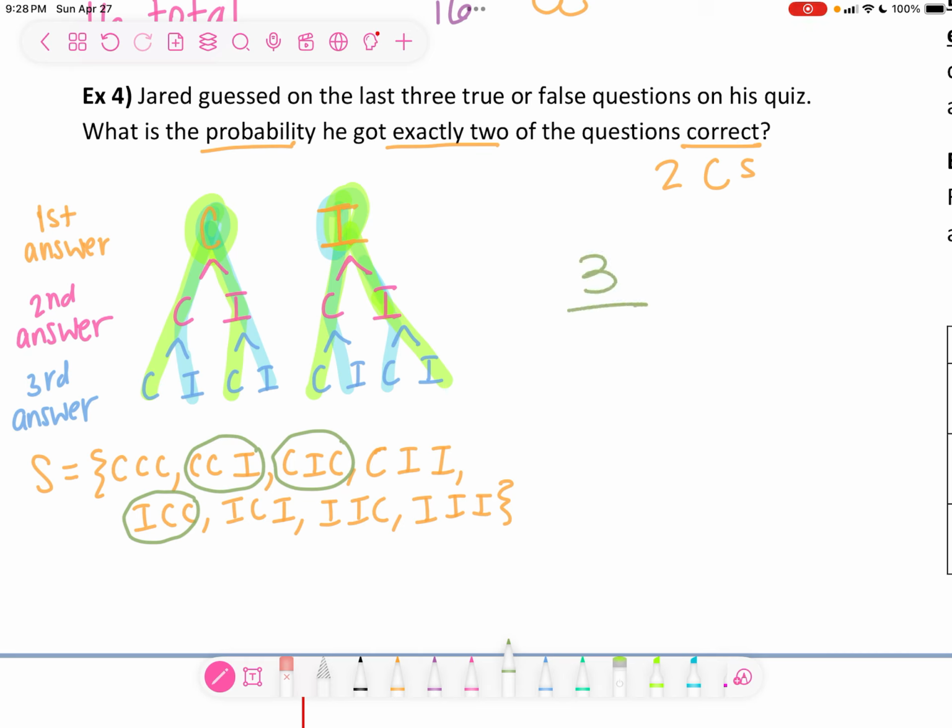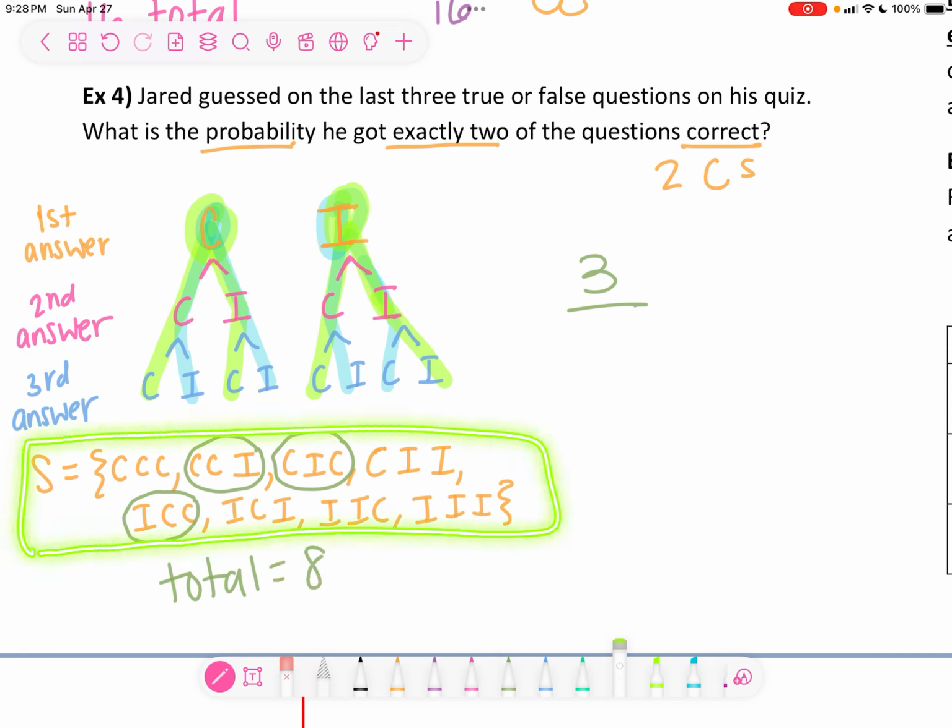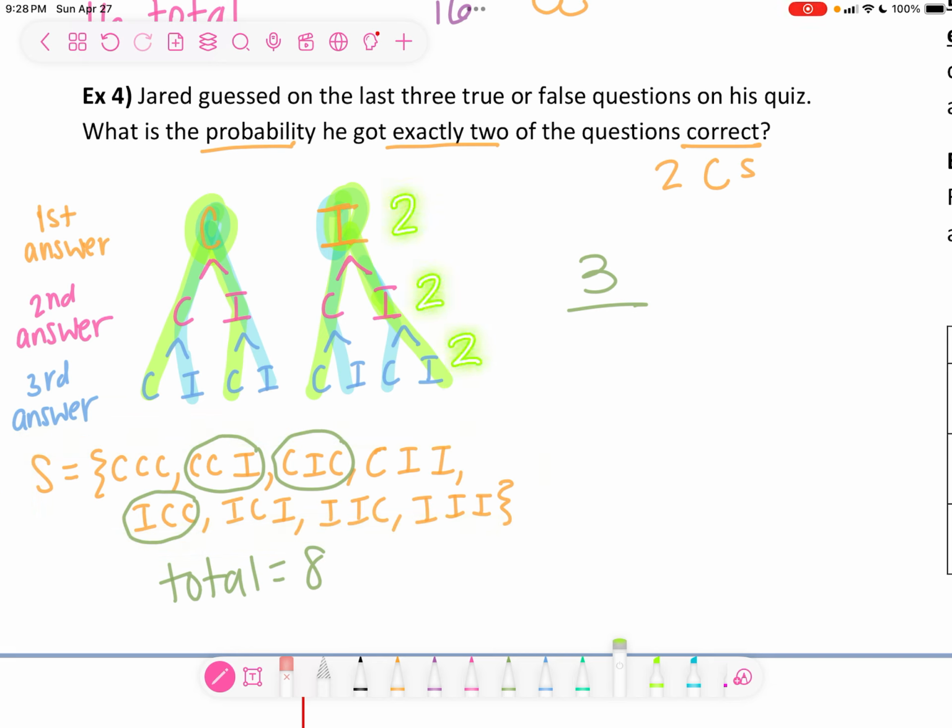Again, we already talked about it. The whole total was 8 outcomes, which is how many we have in the sample space here. That's also what we get when we do 2 times another 2 times another 2, right? 2 times 2 times 2 is 8. So no matter what, we can see that total number of outcomes is 8.